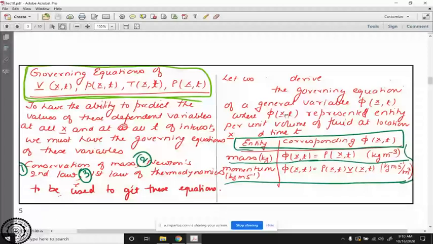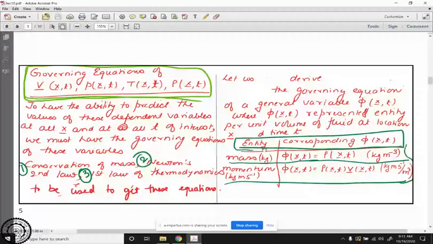Okay, so let us derive the governing equation first for a general variable phi(x,t), where phi(x,t) represents an entity per unit volume. So phi is a function of location and time. And again, this is a Eulerian description. There should not be any ambiguity because there is no plus here. And anyway, I have committed myself to Eulerian for the rest of the course. So phi(x,t) represents entity per unit volume of fluid at location x and time t.